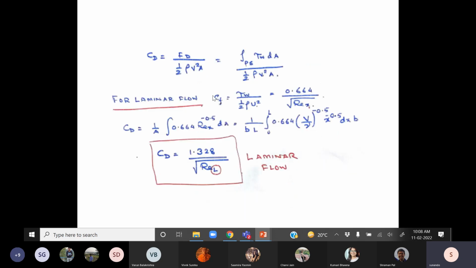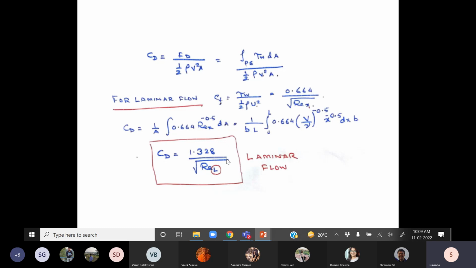This is the definition, and for laminar flow, we know the expression for CF, so we would be able to obtain the expression for CD in this case. After you perform the integration, you would find CD equal to 1.328 by Re, and I have circled the subscript L in order to show that this CD is based on the total length of the plate, and therefore it is not a function of axial location on the plate. That is the fundamental, critical difference between CF and CD. So we have an expression for CD in laminar flow.